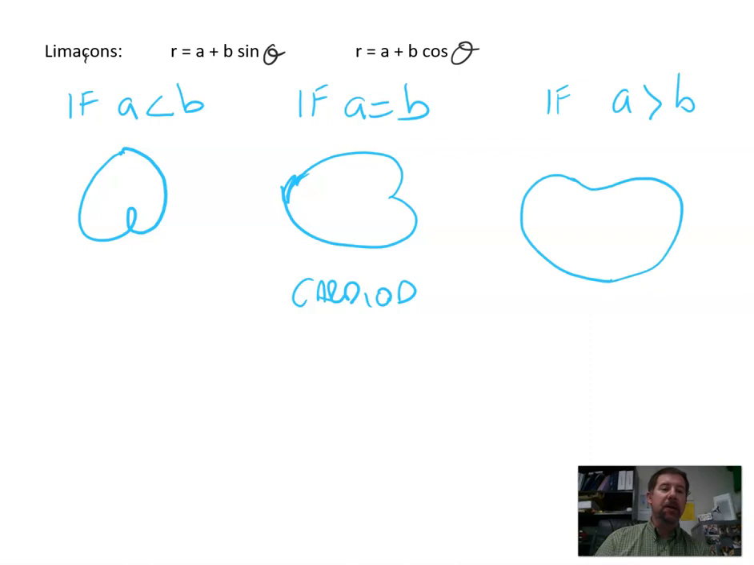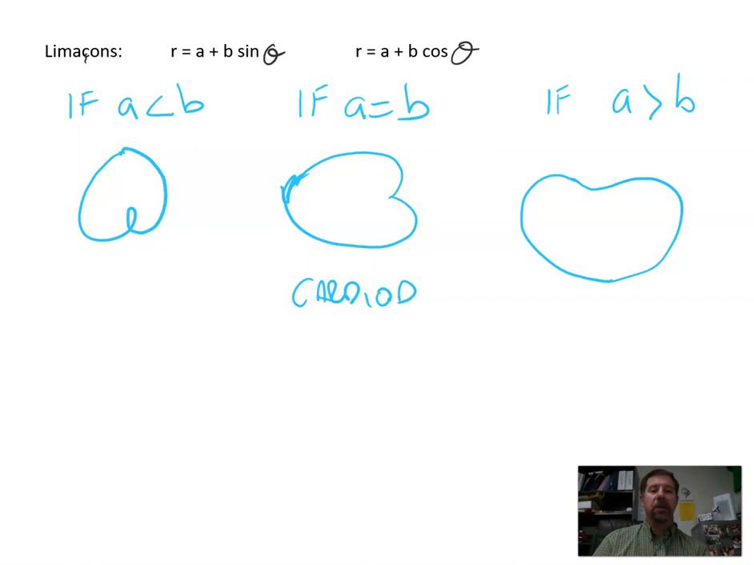And if A is bigger than B, then you get kind of a dimpled circle. It doesn't go in quite as much as the heart does, but it's kind of dimpled, and it looks something like that. We call it a dimpled limacon.